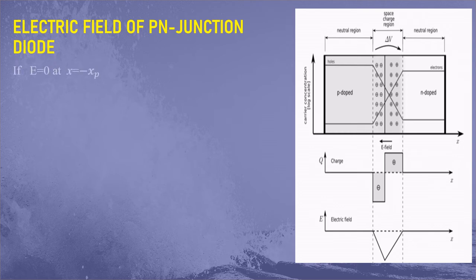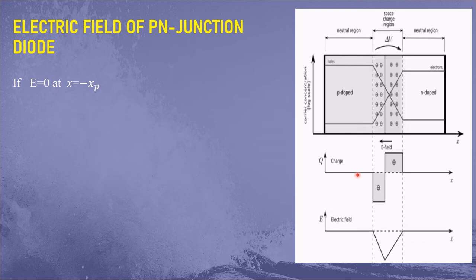So the electric field is assumed to be 0 in the neutral region. This is the neutral region, and this side is also the neutral region. The electric field is assumed to be 0 in the neutral P region, that means x less than minus xp. So in this region, the electric field is 0 because the currents are 0 in thermal equilibrium condition.